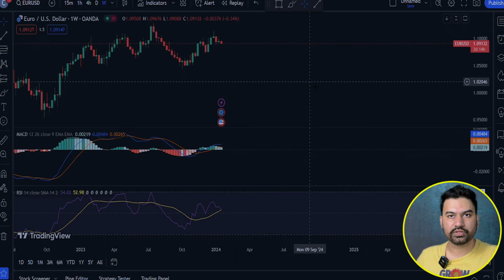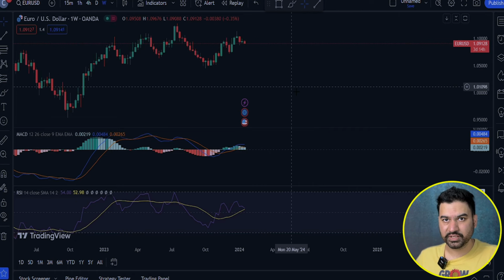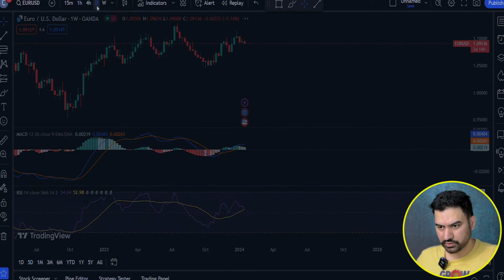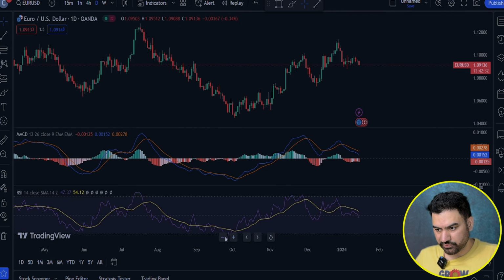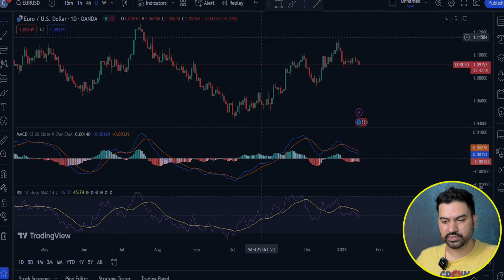So here is the thing: what we need to learn is what the values are for RSI and MACD. To explain better, I will change from the weekly to the daily time frame, because it will be much clearer and you can understand better. So here I will click on daily. As you can see, by default your RSI values are set for the simple moving average.